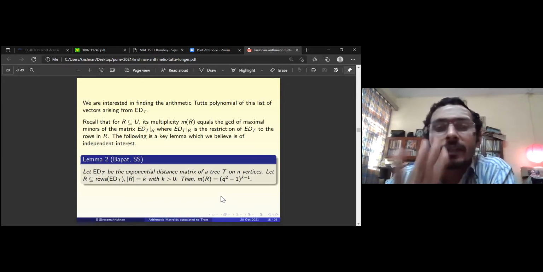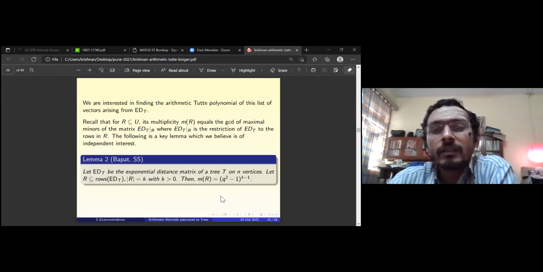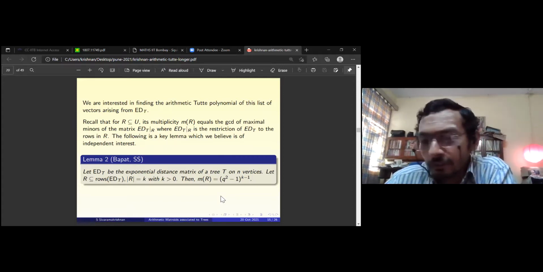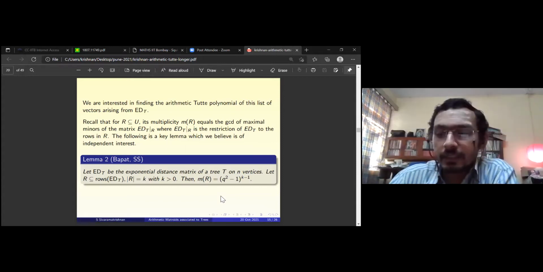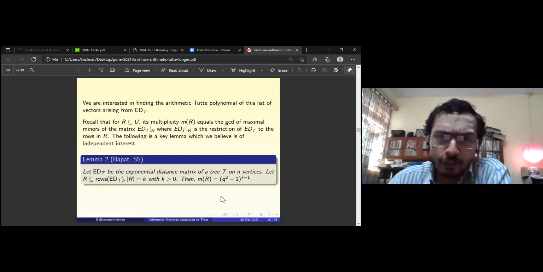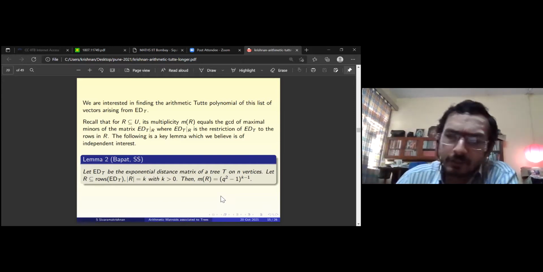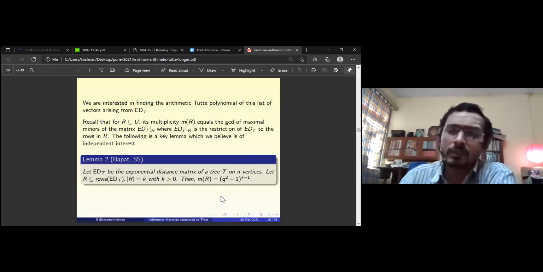This is a result we are able to prove, and I can place it in the context of arithmetic matrices. The proof was a little tough for us, but by induction we could manage it, because trees have some inductive structure.